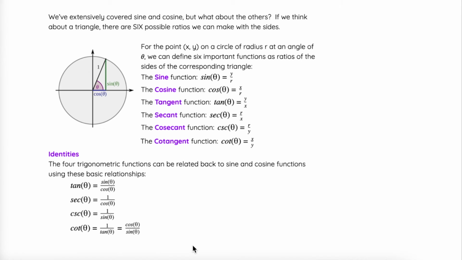So again, we've extensively covered sine and cosine, but obviously most of you have had experience with trigonometry before class, and so you're probably thinking, well, what about the other ones? How do we tackle the other items?